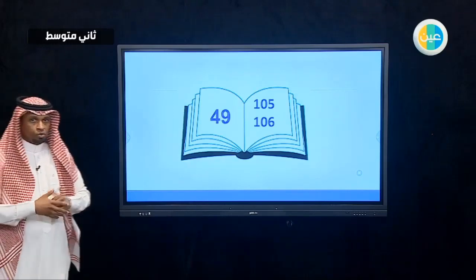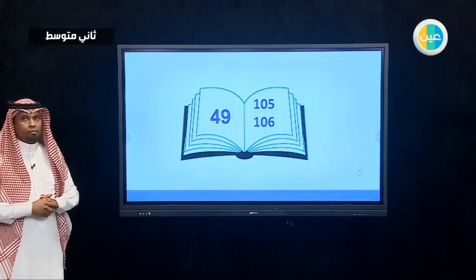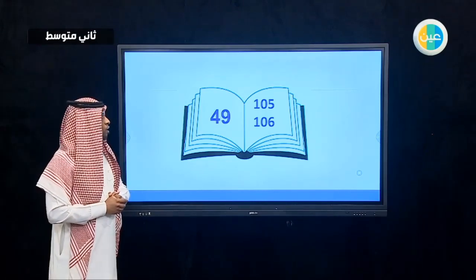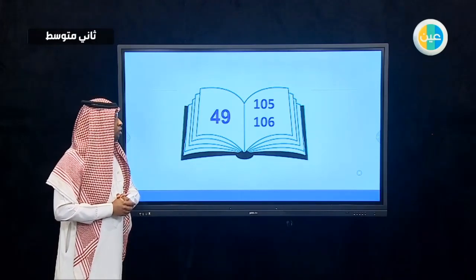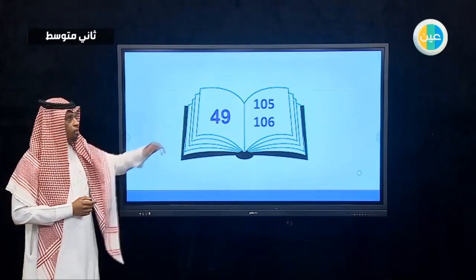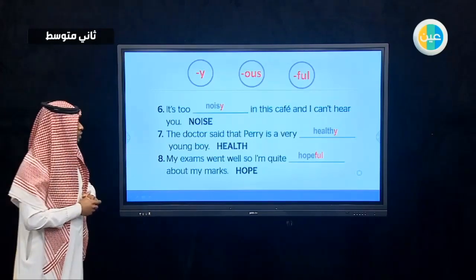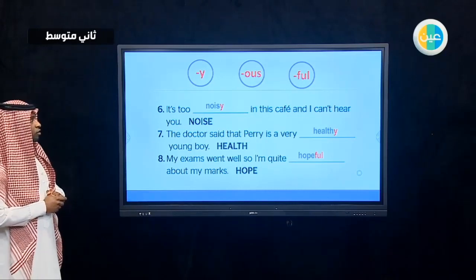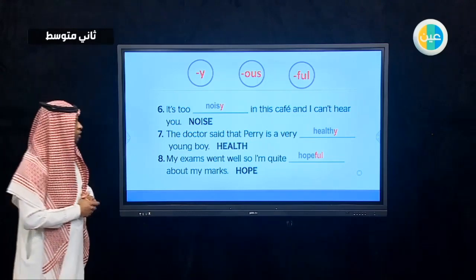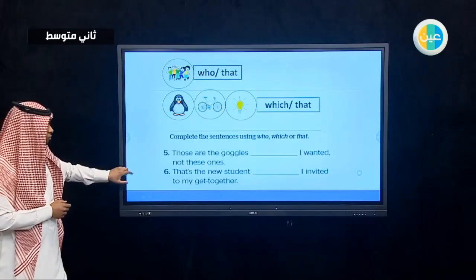If you want to have more practice, you have on your student book, page 48, 49, and you have also workbook 105, 106. This is the practice. Now we can take more examples here. Just think about the answer here. It is too noisy in the cave and I can't hear you.